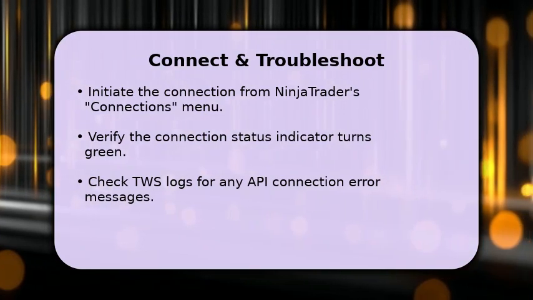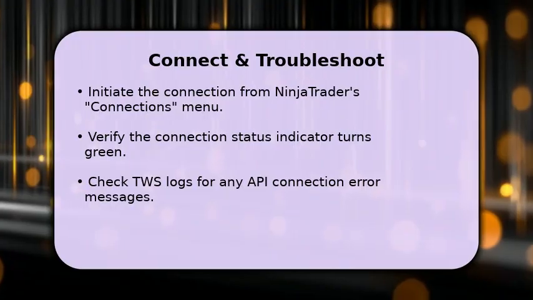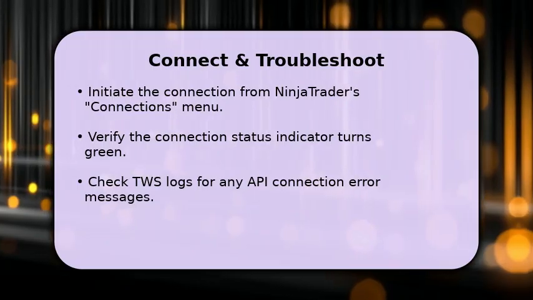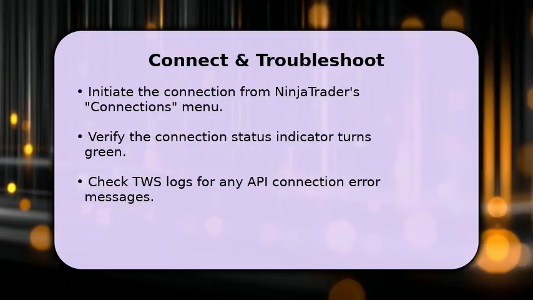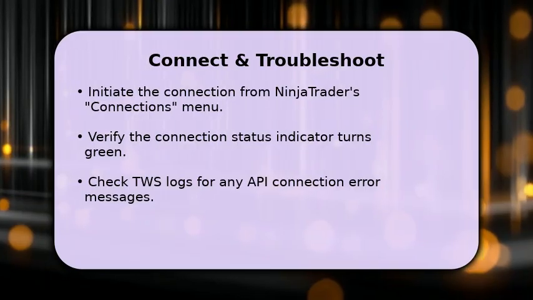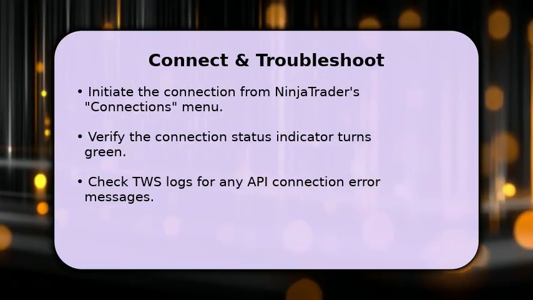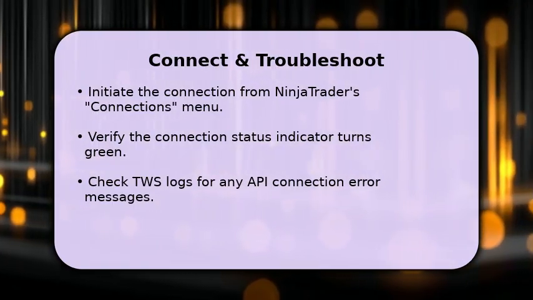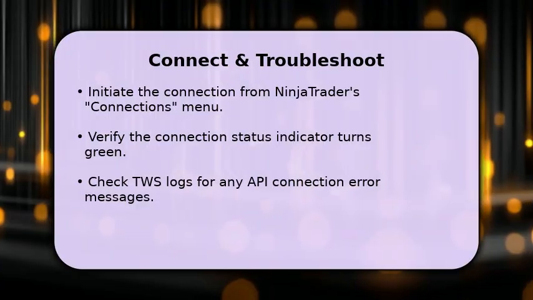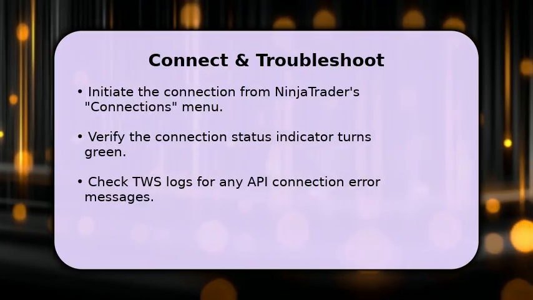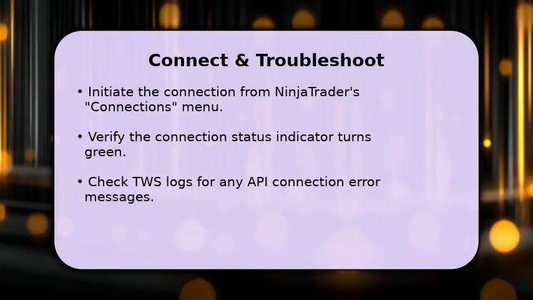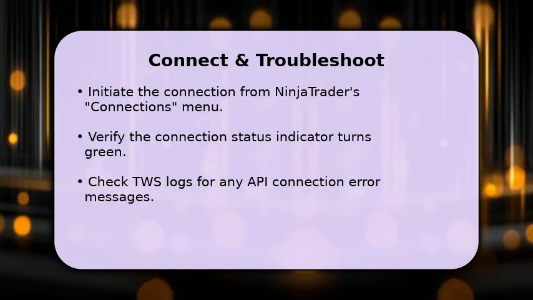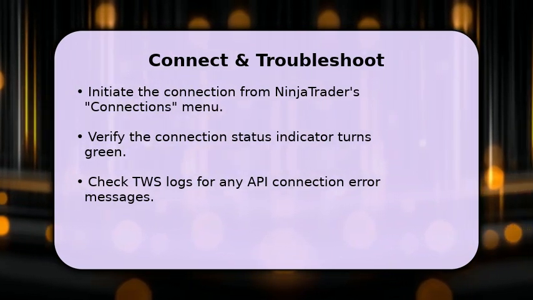Finally, let's establish the connection. In NinjaTrader, go back to the Connections menu and select your newly created Interactive Brokers connection. The status indicator should turn green, confirming a successful link. If it doesn't connect, first check the TWS logs for any API error messages. Sometimes, simply restarting both TWS and NinjaTrader in the correct order, TWS first, then NinjaTrader, can resolve common connection issues.